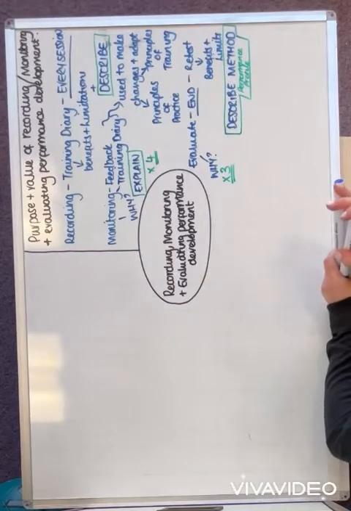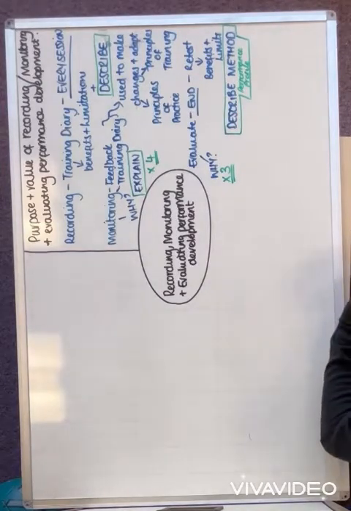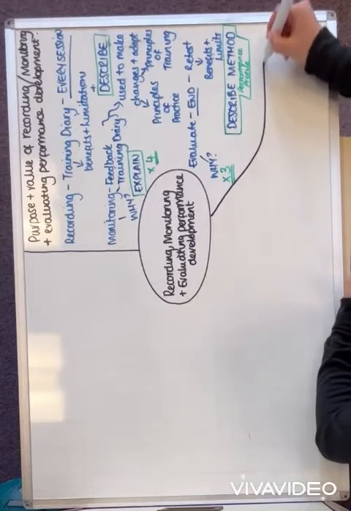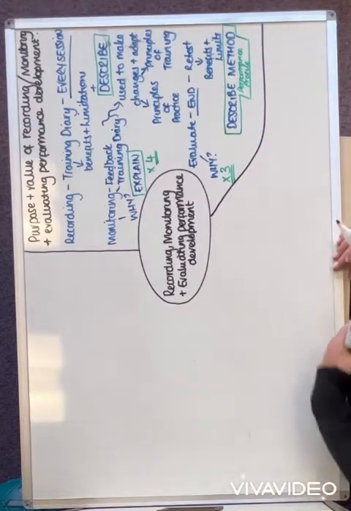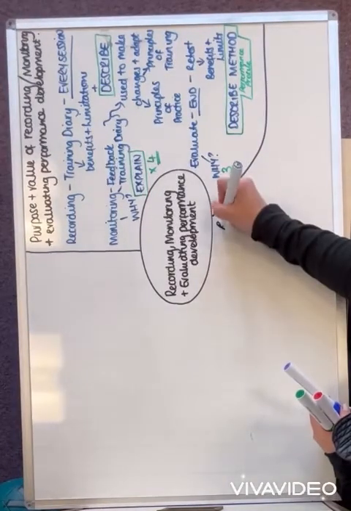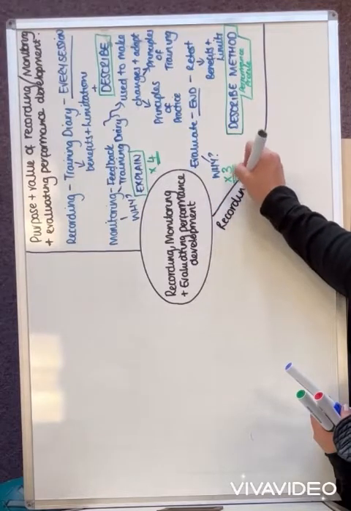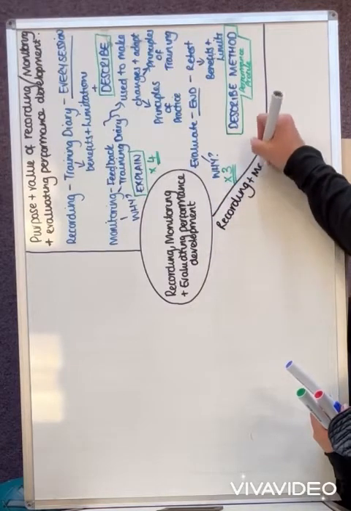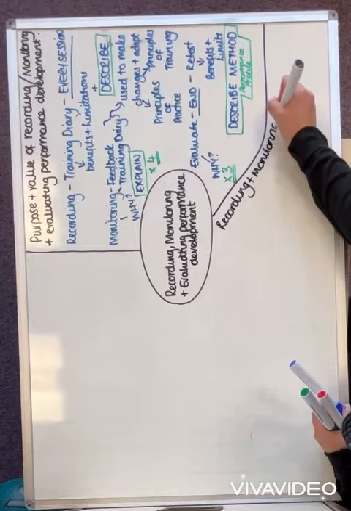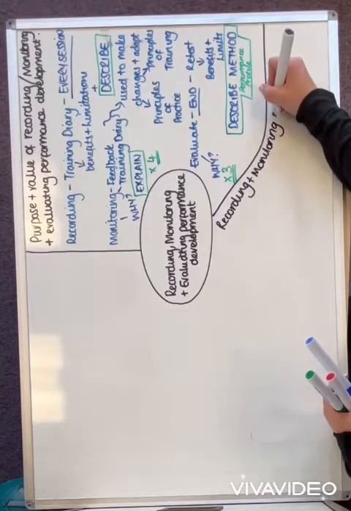For retesting, that method that we use to evaluate, you have to think about what are the benefits and limitations, and you have to be able to describe the method. One of the methods that we used to retest was the performance profile. Remember, you can use the performance profile when you're talking about any of the 4 factors.